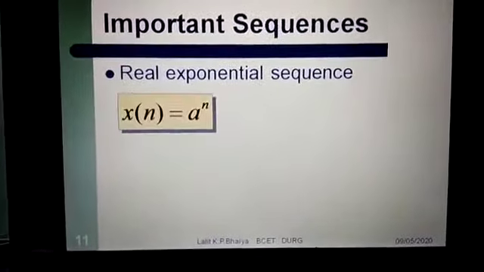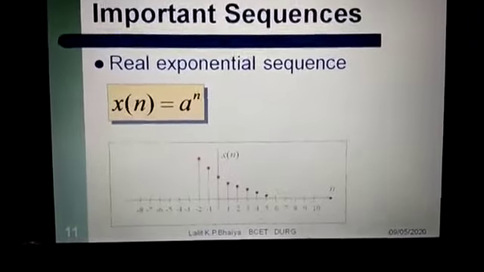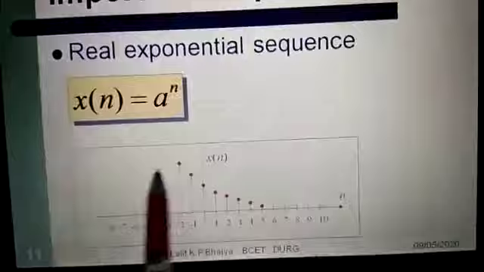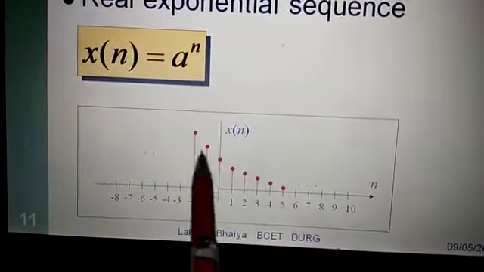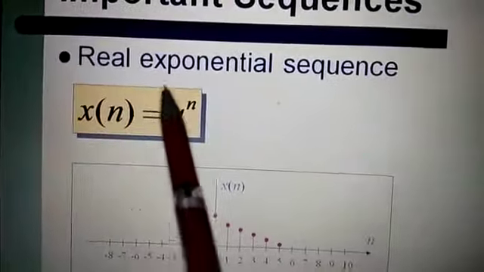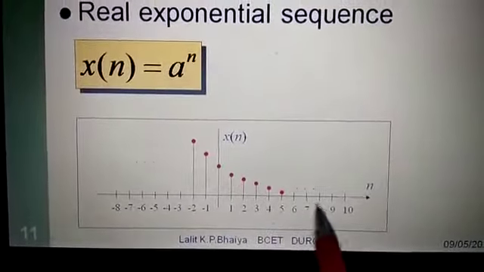Then the real exponential sequence is given by x of n equal to a to the power n, and this sequence can be drawn here. This is the a to the power n sequence, x of n. This is called a real exponential sequence. So the real exponential sequence can be shown like this.